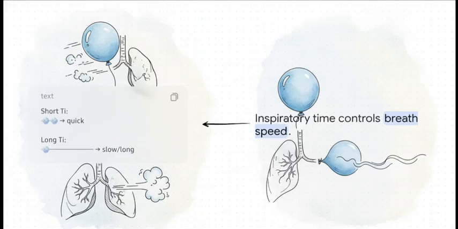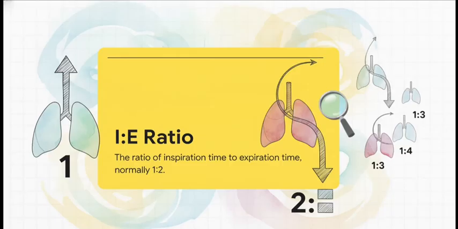That's your inspiratory time, or TI. Going back to our balloon, inspiratory time is quite simply how long you spend blowing it up. A short TI is like a quick, rapid puff of air, while a long TI is a slow, sustained blow. It's the exact same volume of air, sure, but the speed at which you deliver it completely changes the flow dynamics. Which brings us to the relationship between breathing in and breathing out, the IE ratio.